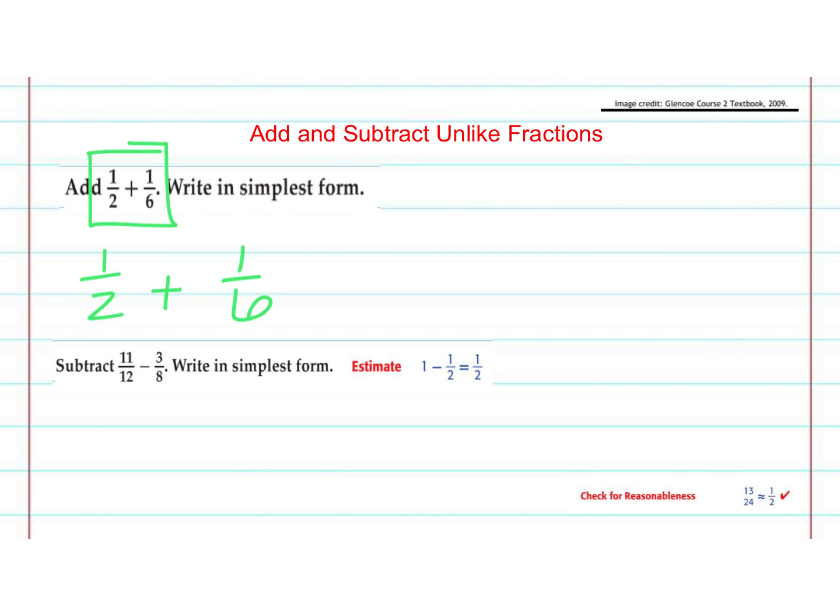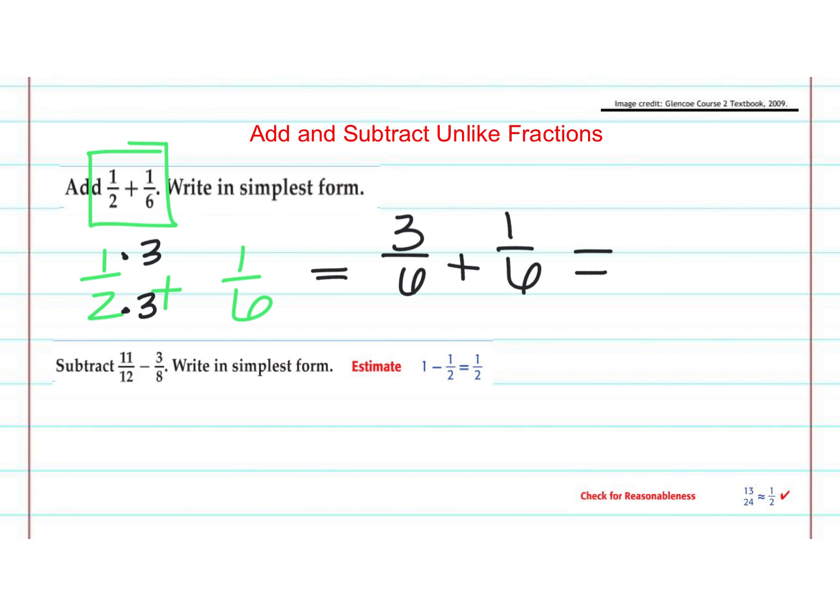I know that 2 can go into 6, so I'm just going to change my 2 to 6. I know that 2 times 3 equals 6, and whatever I do to my denominator, I have to do to my numerator. So I'm going to rewrite this, before I try to do it in my head, as 3/6 plus 1/6. I want to keep myself nice and neat and organized.